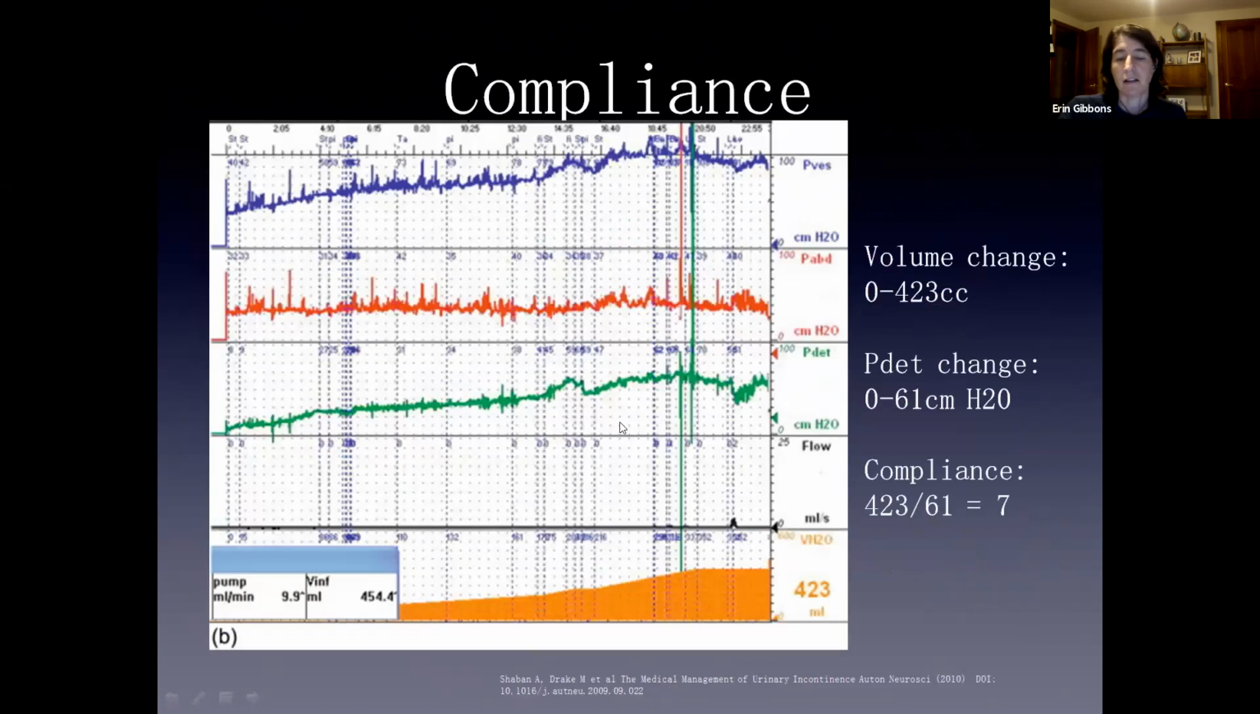Same thing here. They keep switching the colors. And so we start, the detrusor pressure here is going to start at 0 way down here on the left-hand side. And you can just see, without even having to do a calculation, that it's rising the whole time. And our abdominal pressure is staying flat. And obviously that corresponds with the vesical pressure going up. The detrusor pressure is going up. Down here we have 423 cc's instilled. We get a change of going from 0 to 61, and then our compliance is 7.